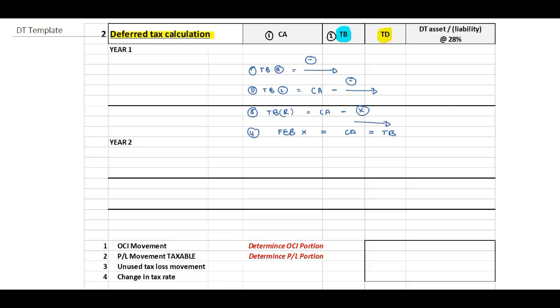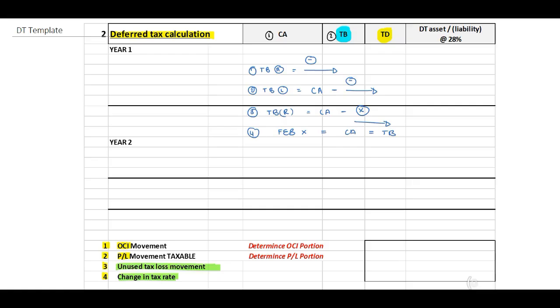Your temporary difference, either deductible or taxable, and then a deferred tax asset or liability. Now, at the bottom, you will identify that I've included 4 additional line items. When you identify the movement in your temporary difference, remember, closing balance minus opening balance, you need to identify which portion relates to your OCI, which portion relates to your profit and loss, and in lecture 2, your unused tax loss movement, and if there is a change in your tax rate.